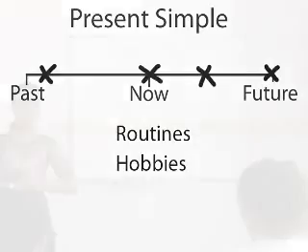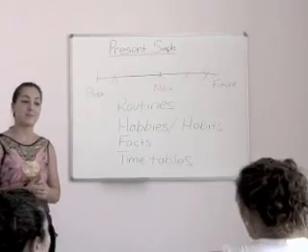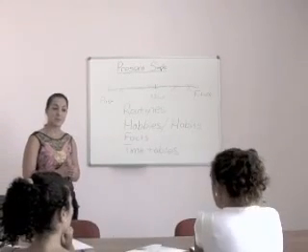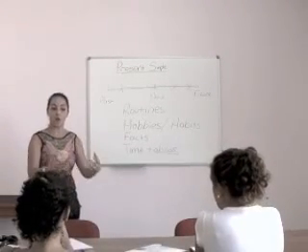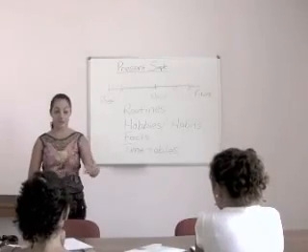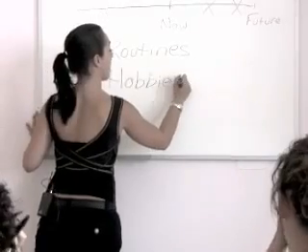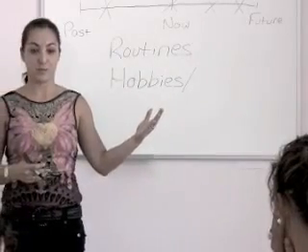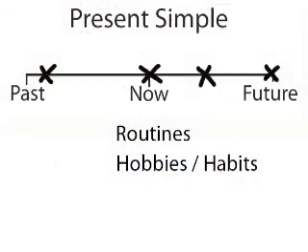Hobbies. Let's get one from you. Isa, what do you like doing? I like to go to the cinema. Okay, so I often go to the cinema. Okay, they're your hobbies. Now, hobbies are positive. They're good. What if they're bad? What do we call them? Habits. Yes.